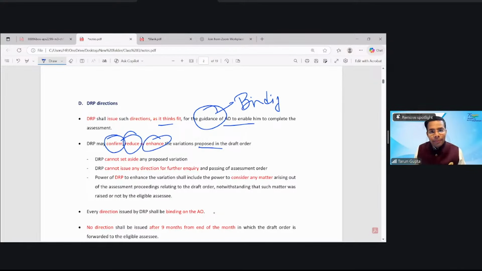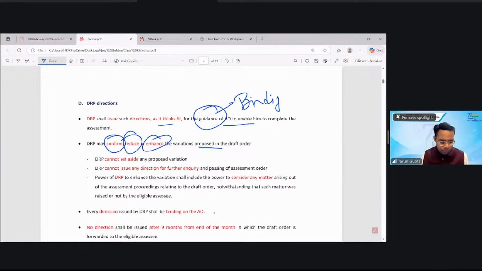If I tell you practically, in most of the cases, DRP only confirms. If you can think of the practical reason why. The reason is, as I told you, the DRP order is the final order. So whatever they decide, if they give relief to the foreign company, then it becomes final. They took the onus to give the relief. Department cannot file an appeal against this DRP panel direction. So therefore, practically, they generally don't take a very aggressive view in favor of the assessee. This is from a practical point of view.